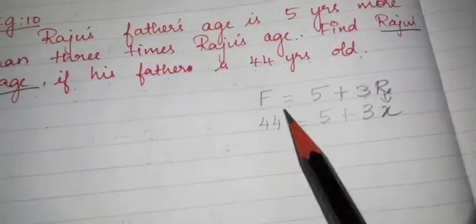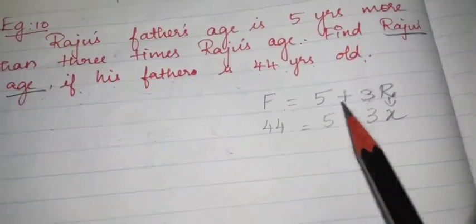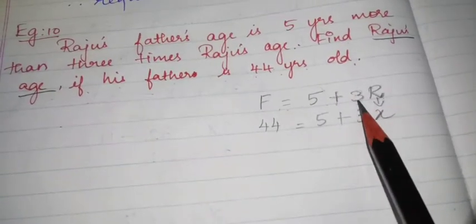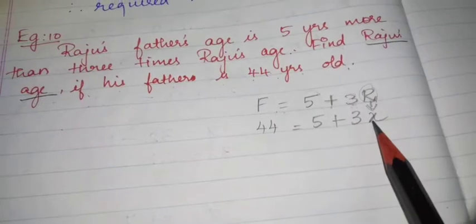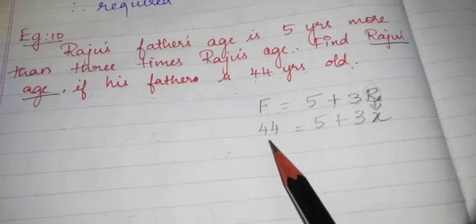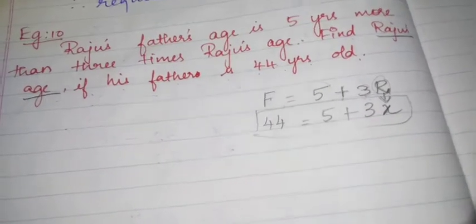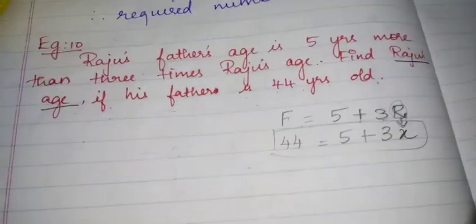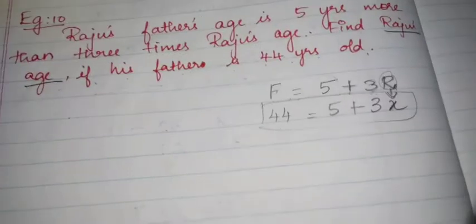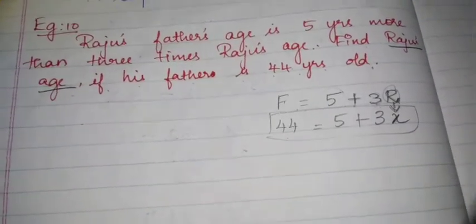Father's age is what? 44. So father's age is 5 years more than 3 times Raju's age. Raju's age I don't know, so I am taking it as x. Father's age is 44. So this is your equation. Okay, first you should learn to read the question carefully. You should frame the correct equation. Then you should go for the solution.